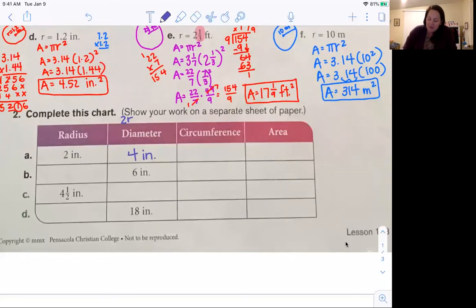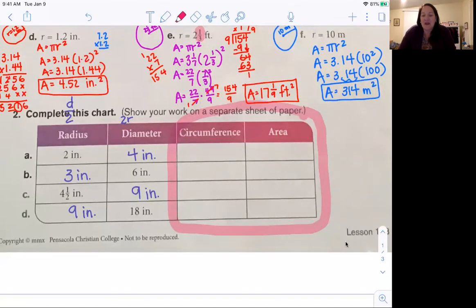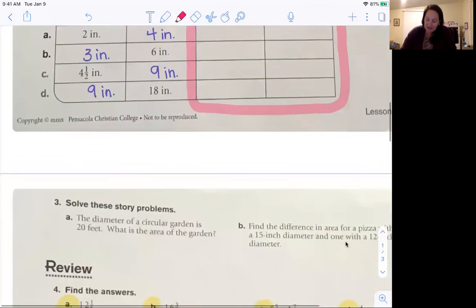If I have a diameter of 6 inches on B, I know I have to do diameter divided by 2 to find radius. 6 divided by 2 is 3 inches. Okay. If I have a radius of 4.5 feet and I want to multiply by 2 to get my diameter, 4.5 times 2 would be 9 inches. And if I have a diameter of 18 inches, to find my radius, I divide by 2 and I get 9 inches. Now, guys, we're going to come back here, or actually you are, for homework. Okay, so we're just going to wait on that one. But I want to look at these word problems.